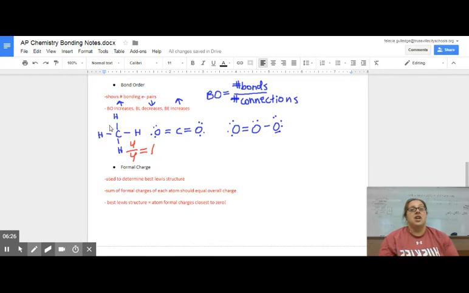If I have just single bonds there, guess what? I should find a bond order of 1. So what about if I had double bonds? Well, I should get a bond order of 2. So let's do the math just to make sure. Carbon, how many bonds does it have attached? 1, 2, 3, 4. Divided by how many connections it has. So that's 1 connection, 2 connections. So 4 divided by 2 is equal to 2.